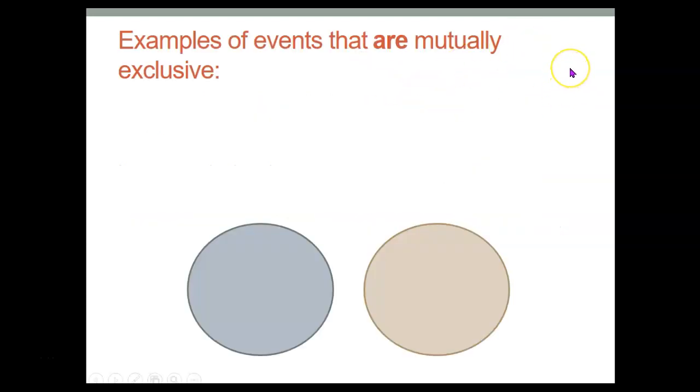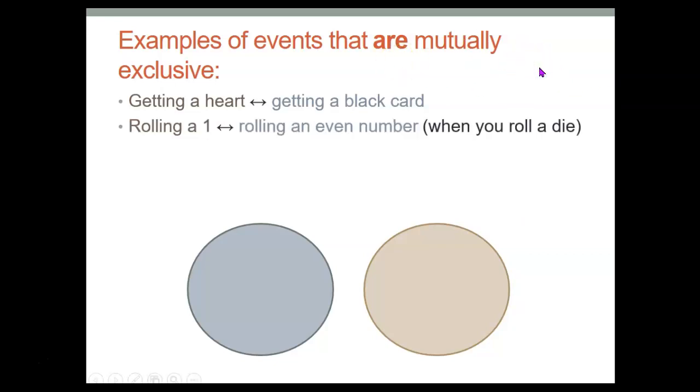Here are some examples of events that are mutually exclusive. Getting a heart and getting a black card when you pick a card out of a deck of cards. The card you pick might be a heart, or it might not. The card you pick might be a black card, or it might not, but it can't be both of those things at the same time. If it's a heart, it can't possibly be a black card, and if it's a black card, it can't possibly be a heart. Rolling a 1 and rolling an even number when you roll a die. Either one of those could be true, but they can't both be true at the same time. They're mutually exclusive.